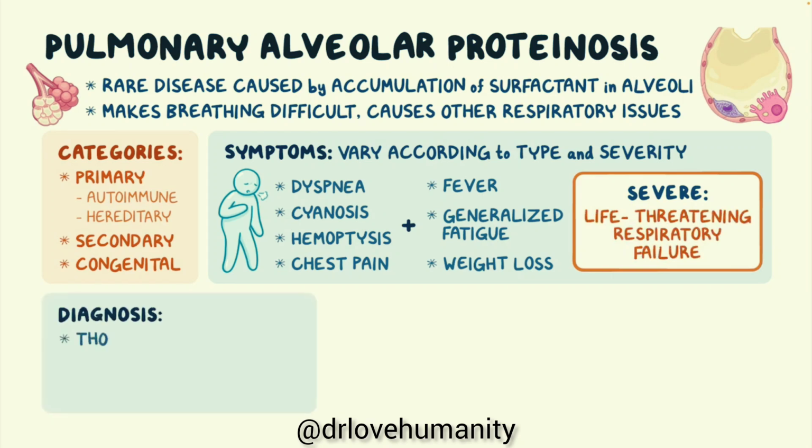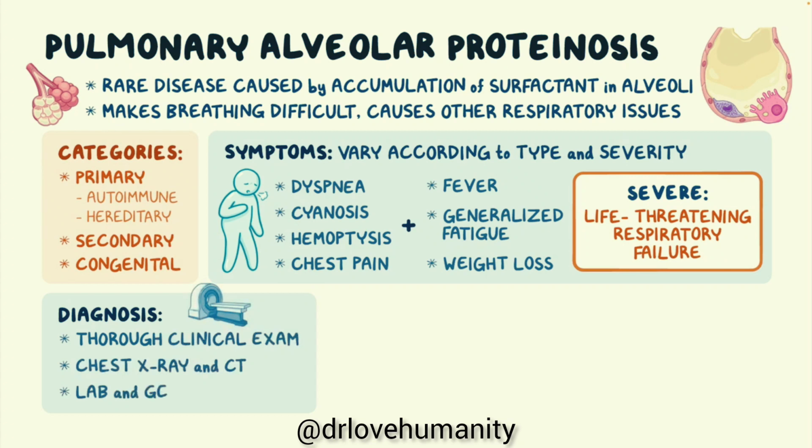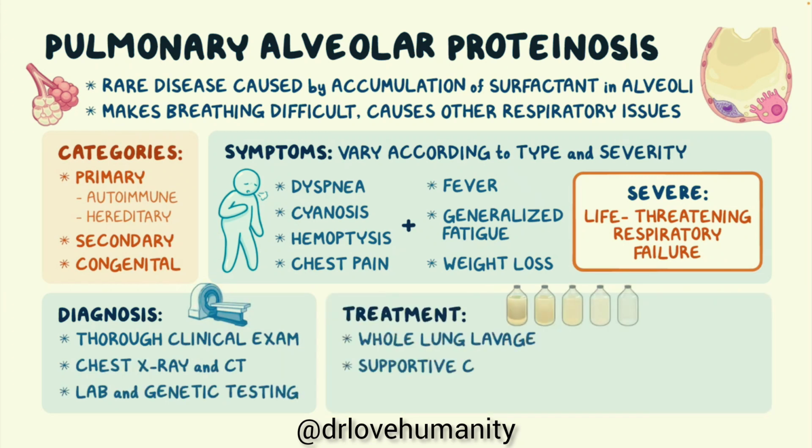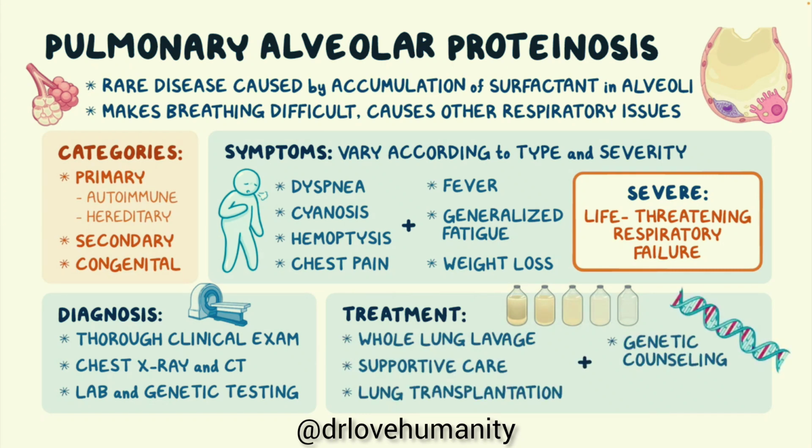Diagnosis involves a thorough clinical examination, chest X-ray and CT, and laboratory and genetic testing. Treatment can include whole lung lavage, supportive care, or lung transplantation. Genetic counseling is recommended for individuals and families with hereditary and congenital PAP.